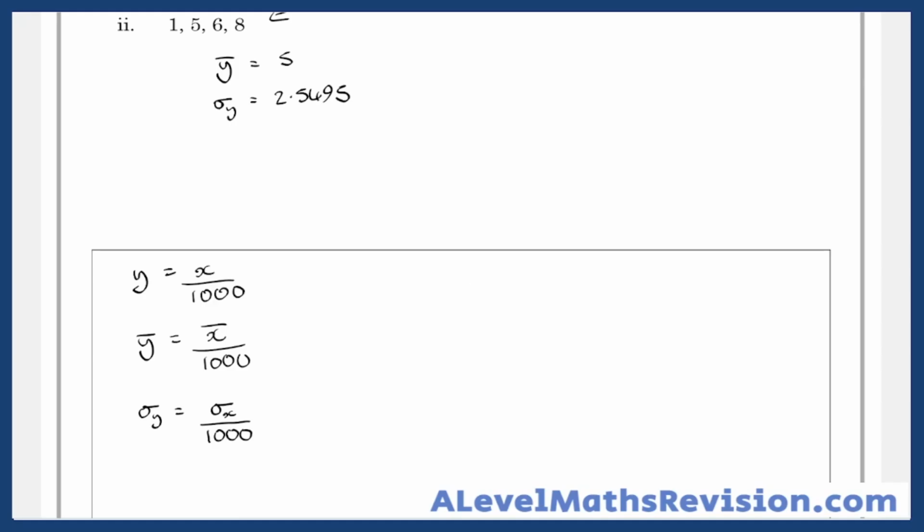So to summarize, if we have the code Y equals K times X, in this case, K was 1,000th, we get Y bar equals K times X bar. And we also get that the standard deviation changes. Standard deviation of Y is K times the standard deviation of X. So they're the two rules that you've got to remember.